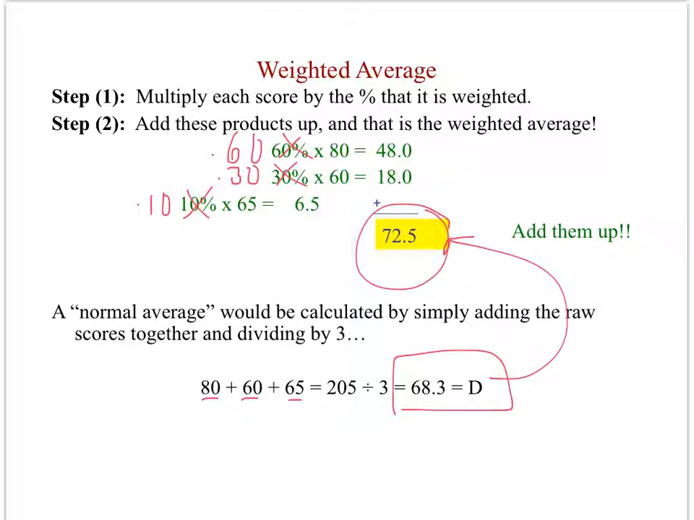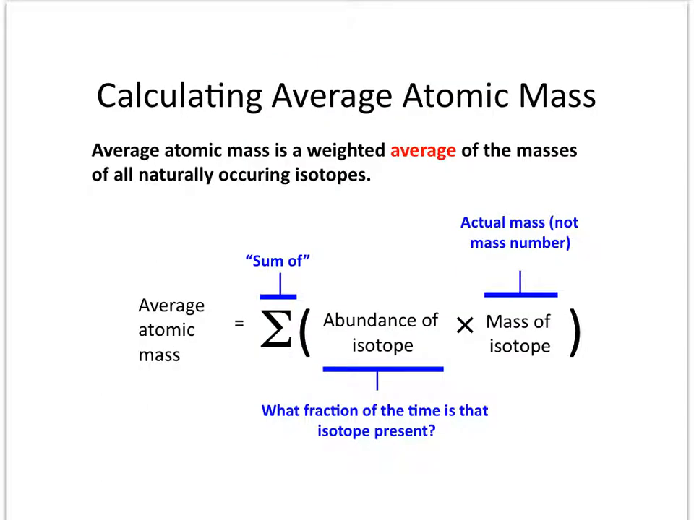So the way that I calculate your grades is actually how an isotope's average atomic mass is calculated as well. You can see the equation for calculating average atomic mass down below. Basically what you're doing is taking the sum of each isotope's abundance times mass. The abundance of the isotope will be in decimal form, and we generally use the mass of that particular isotope. If that's not provided, then we'll use mass number, but most of the time it will be given to you.